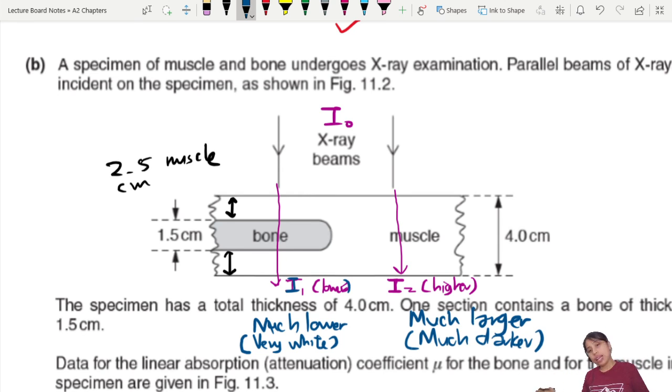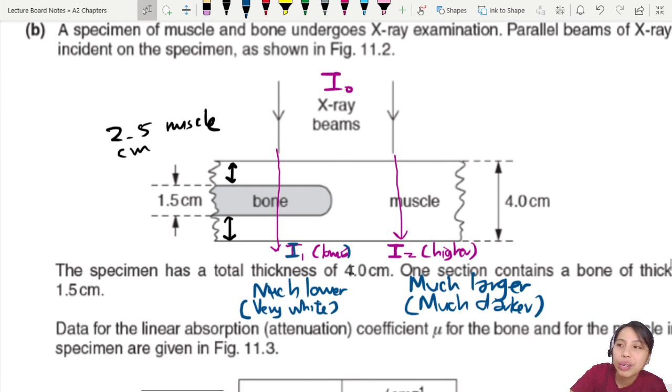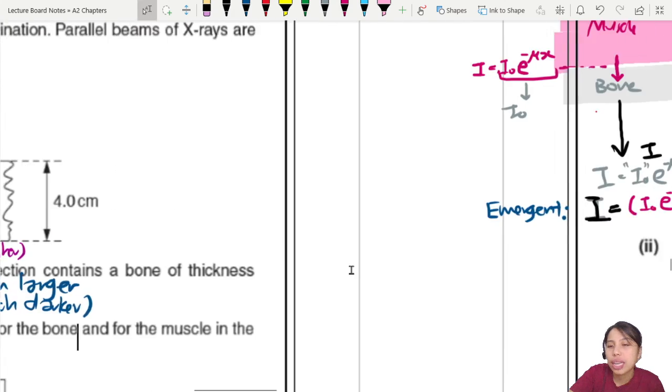So is this a good contrast? I think it's a pretty good contrast because if you compare the ratios, that's very big. So that's how we're going to write the answer. Very good contrast. How to explain?